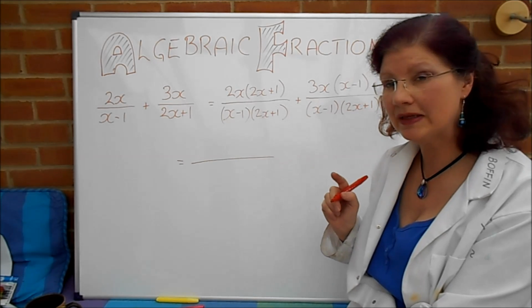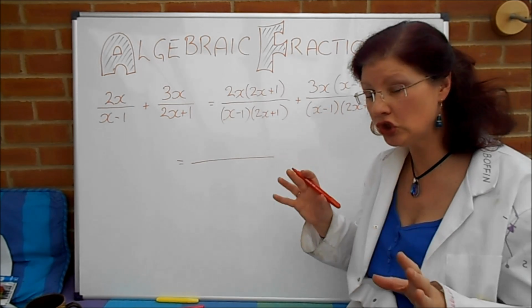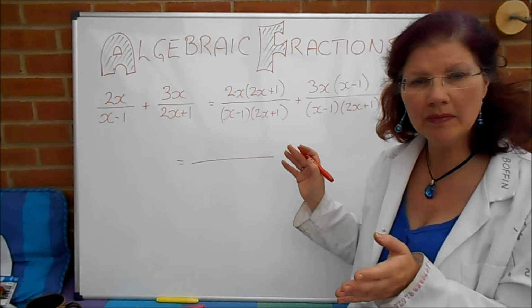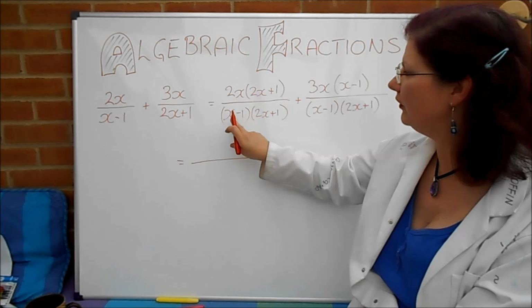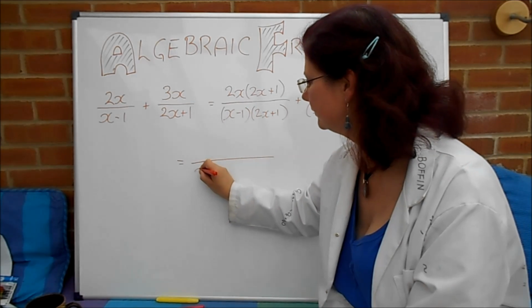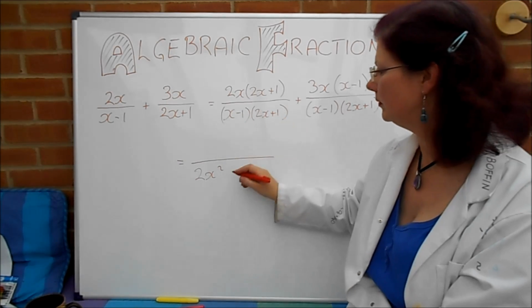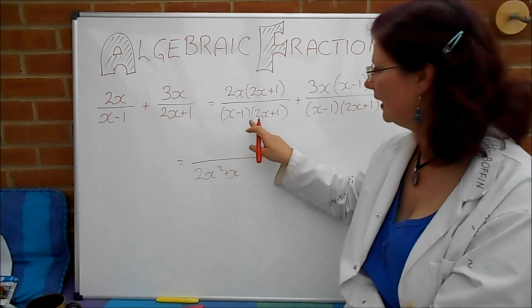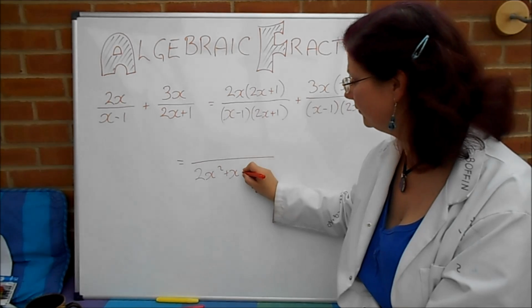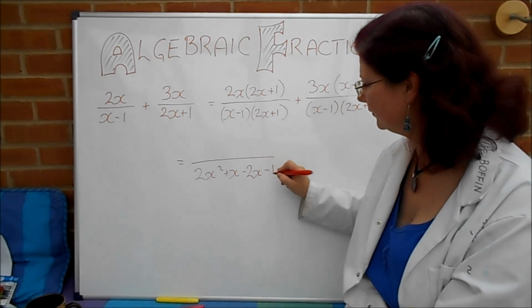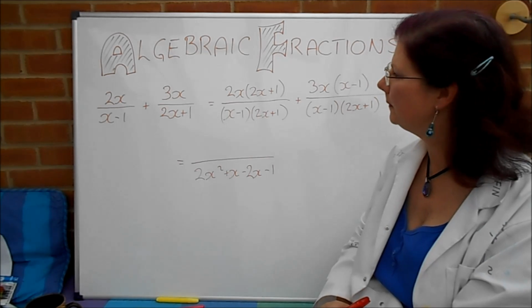Hopefully quadratic multiplying out. If you're not sure, go check out some of the other videos. I'm just going to assume you know how to do it. I'm going to use FOIL. The first two, the outside two, the inside two, and the last two. That'll simplify next time round.